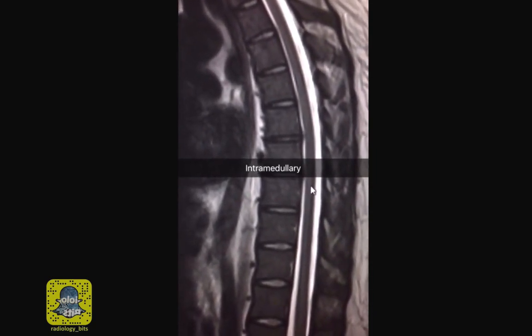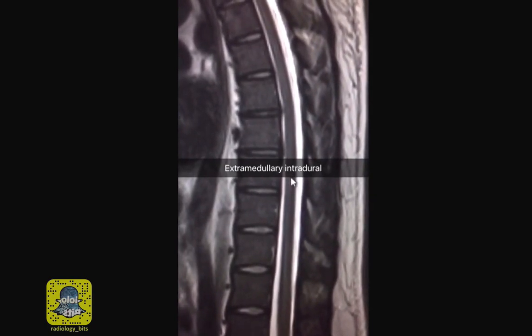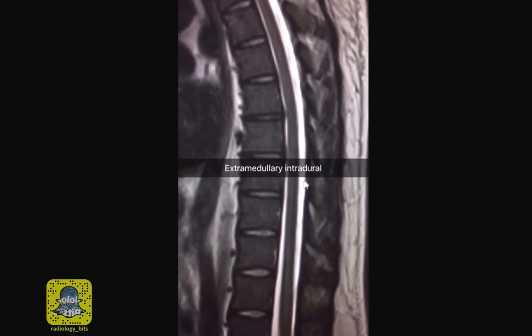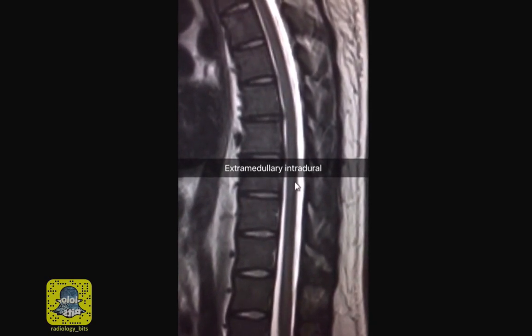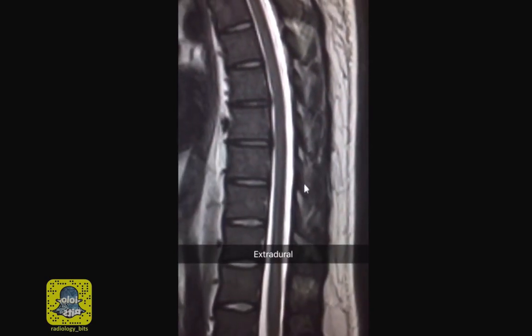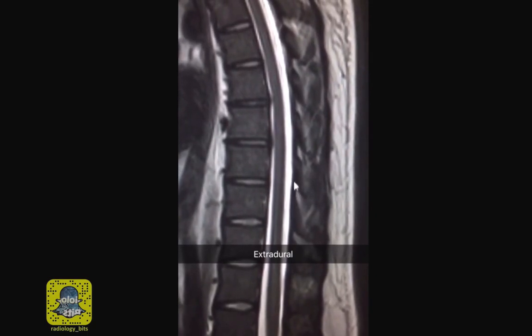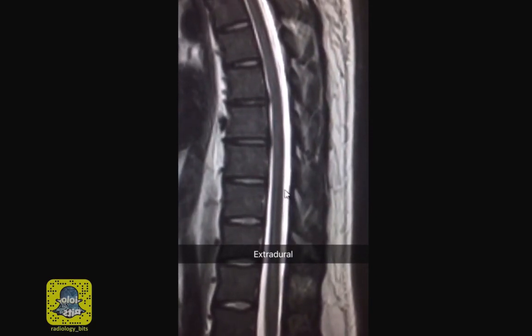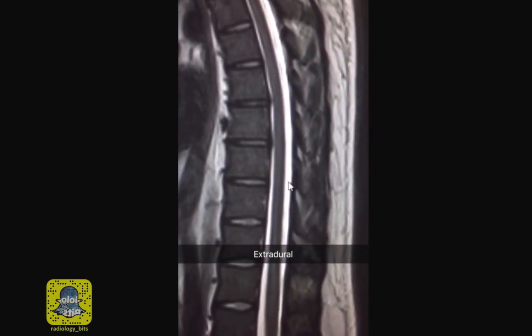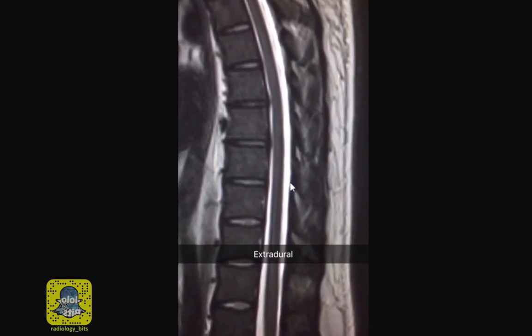Is it in the spinal cord, which we call intramedullary, or is it outside the spinal cord but within the dura, the CSF space here, which is called extramedullary intradural? Finally, it could be something that is arising in the spinal canal but outside of the dura, outside of the CSF space, which we call extradural.